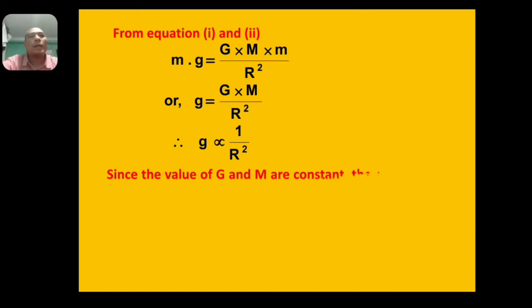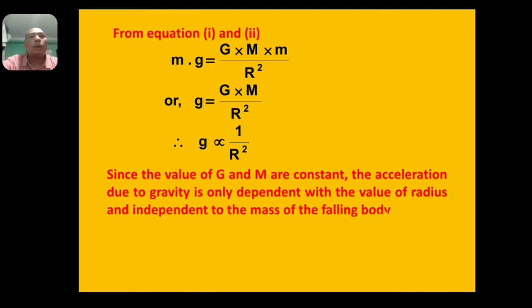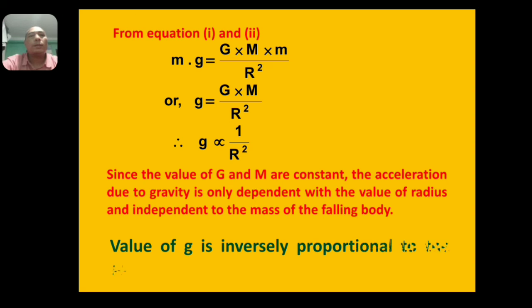Since the value of capital G and capital M are constant, the acceleration due to gravity is only dependent on the value of radius and independent of the mass of the falling body. Value of g is inversely proportional to the square of radius of planet.